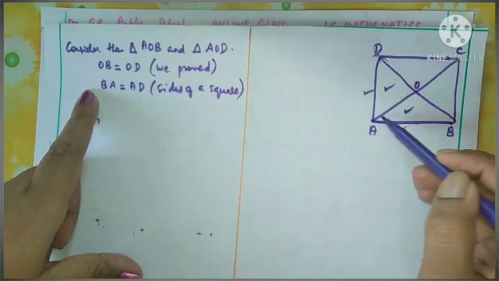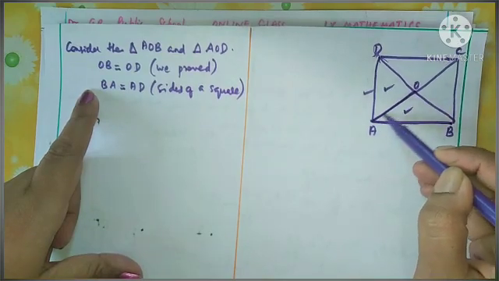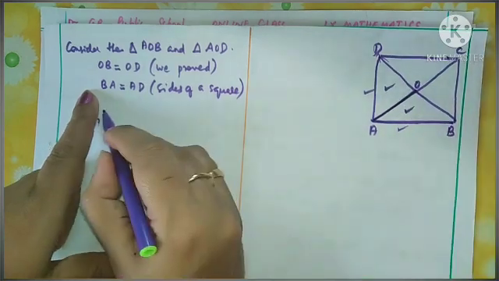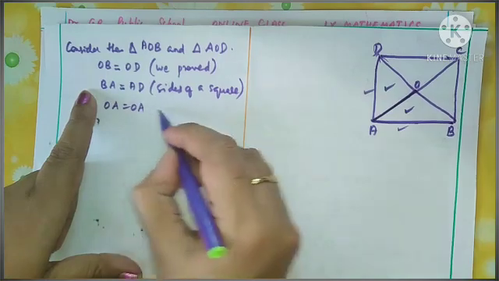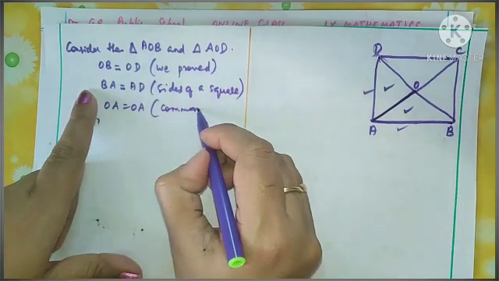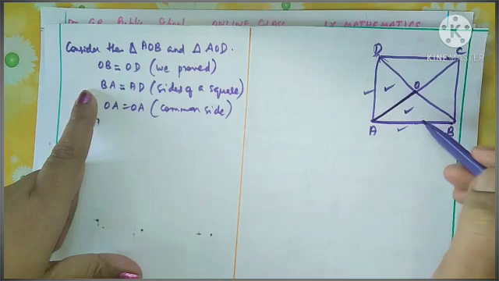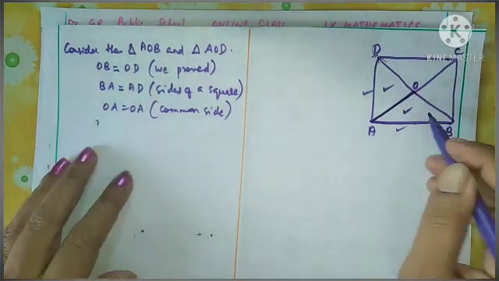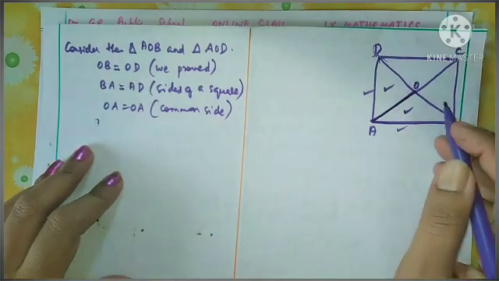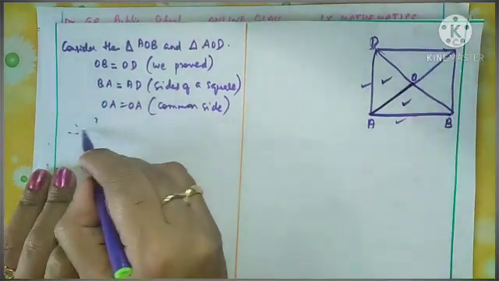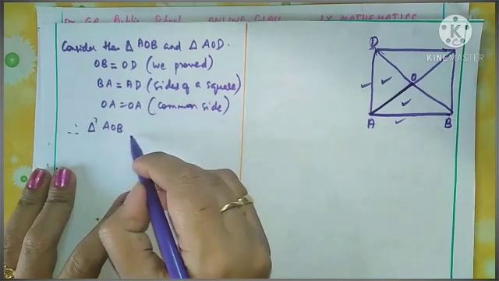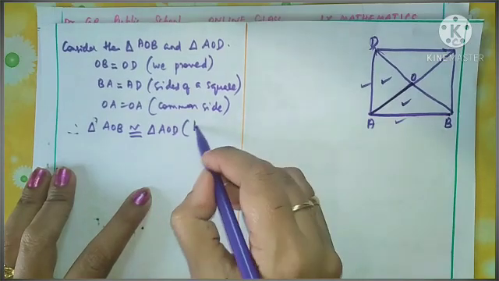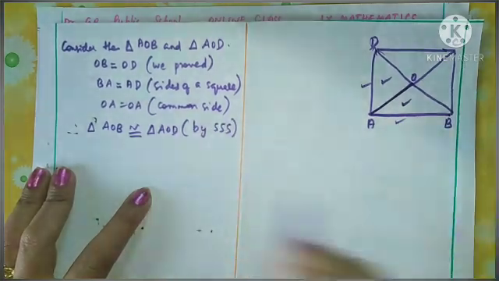Now you see, what about this side OA? This OA is the common side of these two triangles. So we can also write here, OA equal to OA, common side. So in these two triangles we got three corresponding pairs equal. Understand? So what you can write from here? Therefore the two triangles AOB is congruent to triangle AOD by SSS congruence rule.